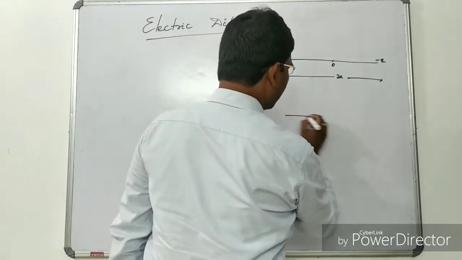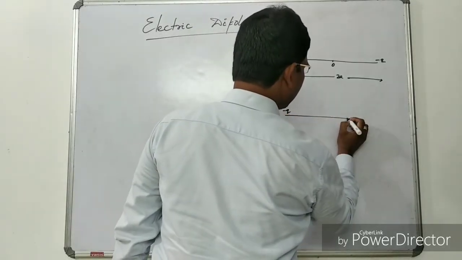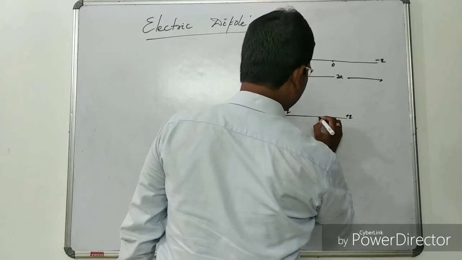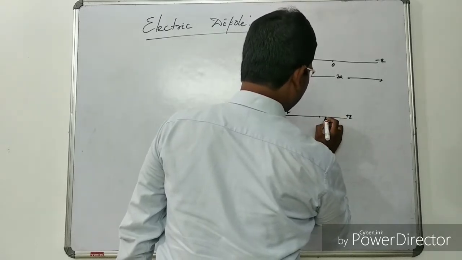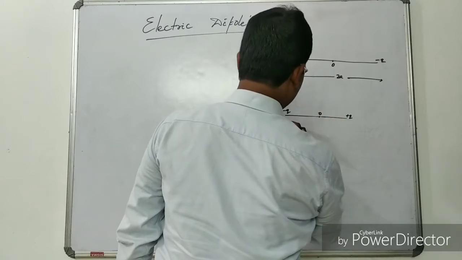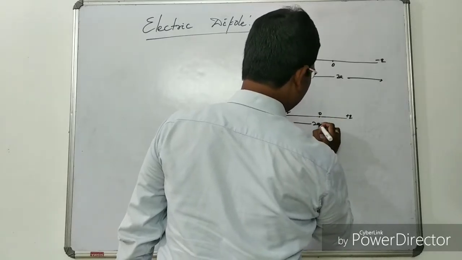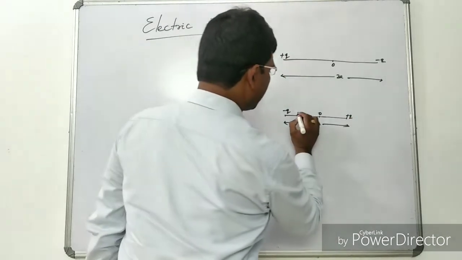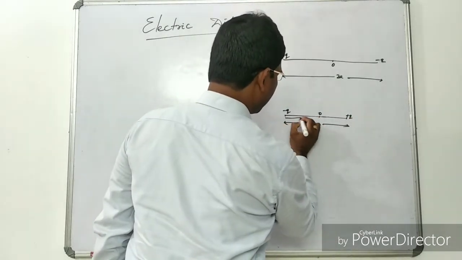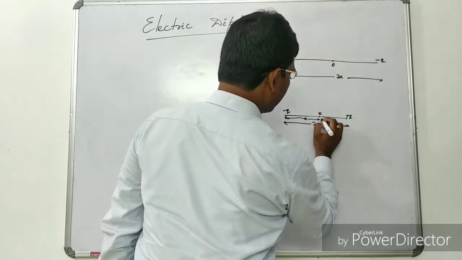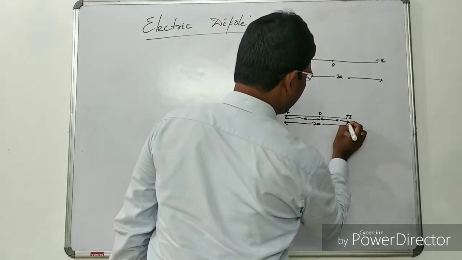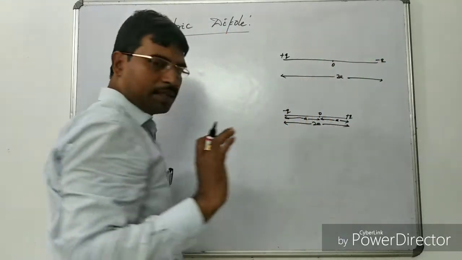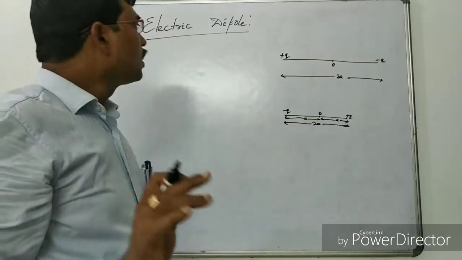If we take this one, here you can take minus Q to plus Q. In this way, you can also take this one. If it is the center, it is O. So, it is also 2a. Okay. This one to this one. So, that means up to this one A. Both are correct. Okay.